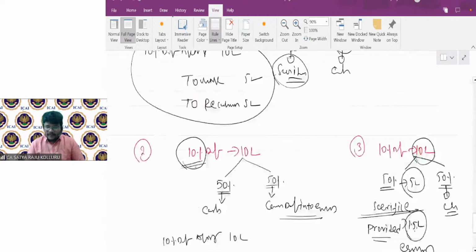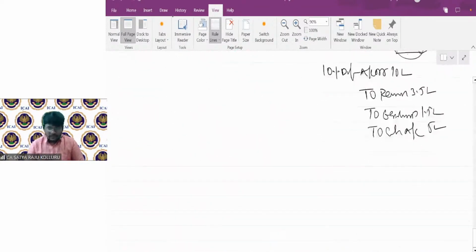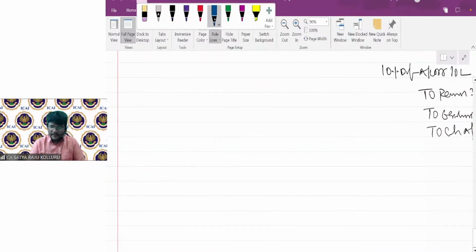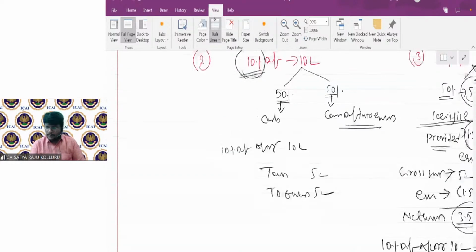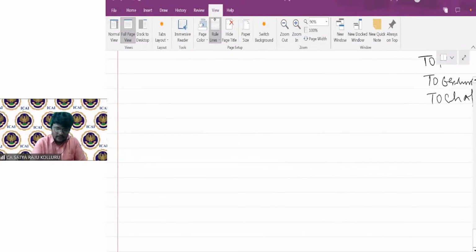Okay, this is all about compromise and arrangement. Still, a lot more issues I need to discuss in case of compromise and arrangement. Let me add one more point in case of compromise and arrangement. Just for your understanding, which is the last example you can consider. Example number 3. Yeah, up to 3 I have done, right? Let me take the fourth example for compromise and arrangement.